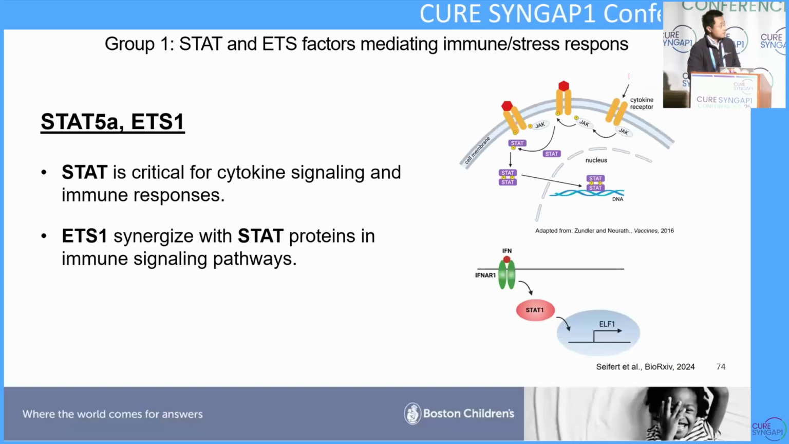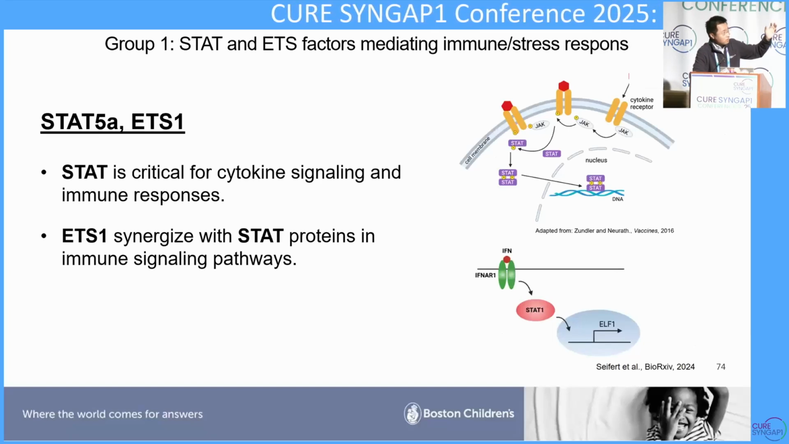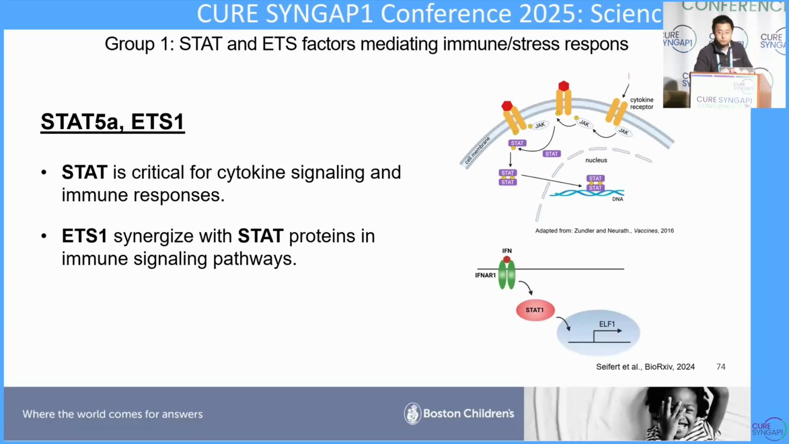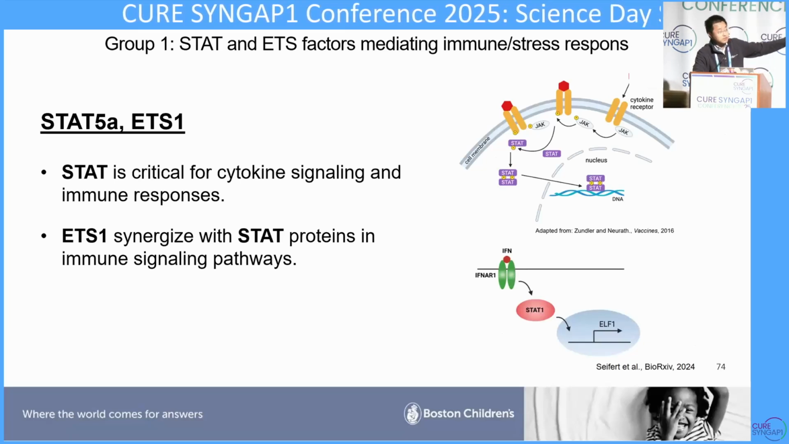And what are those hits? A couple of these hit transcription factors are in the pathway of cytokine signaling and immune response, right? So like the JAK-STAT pathway and ETS, right?